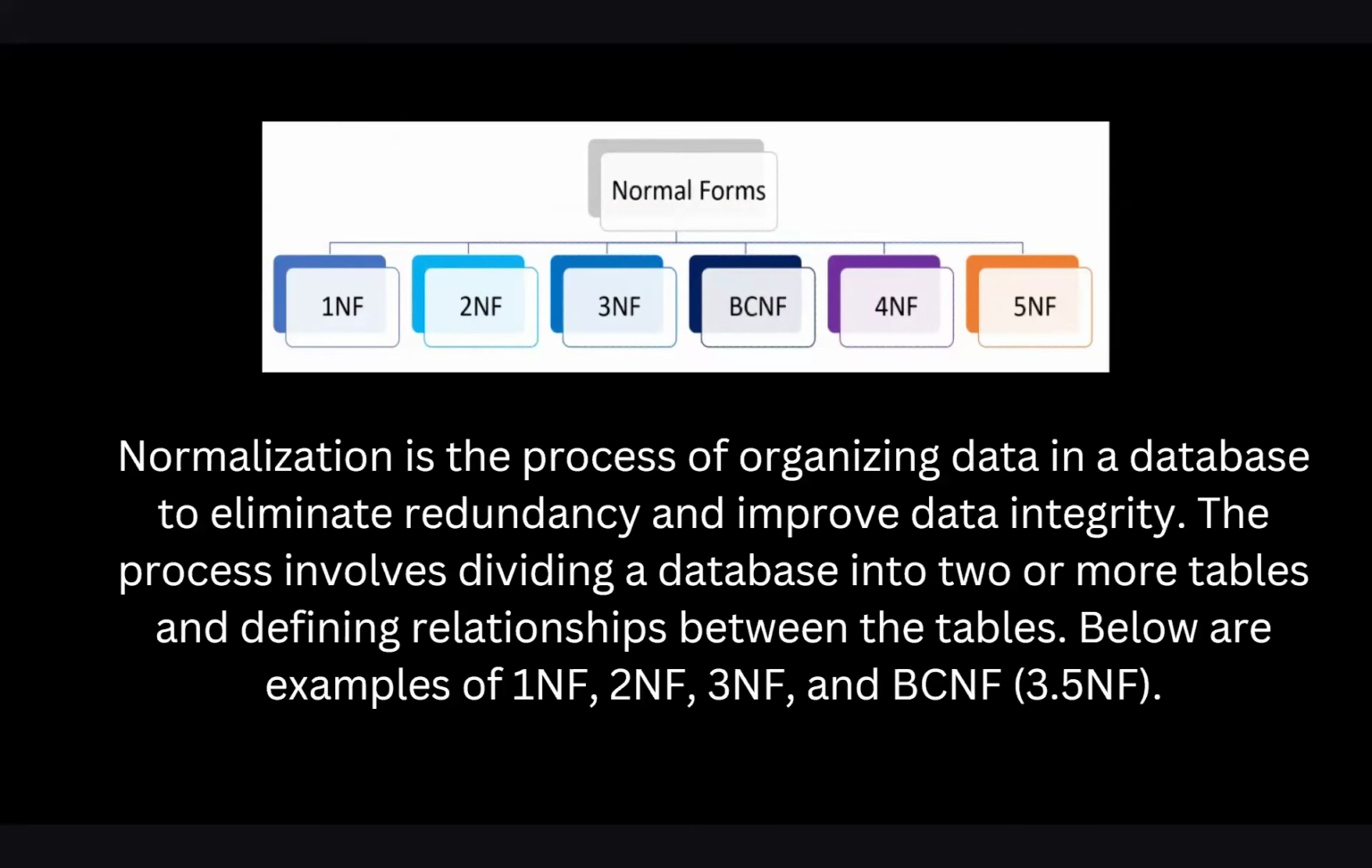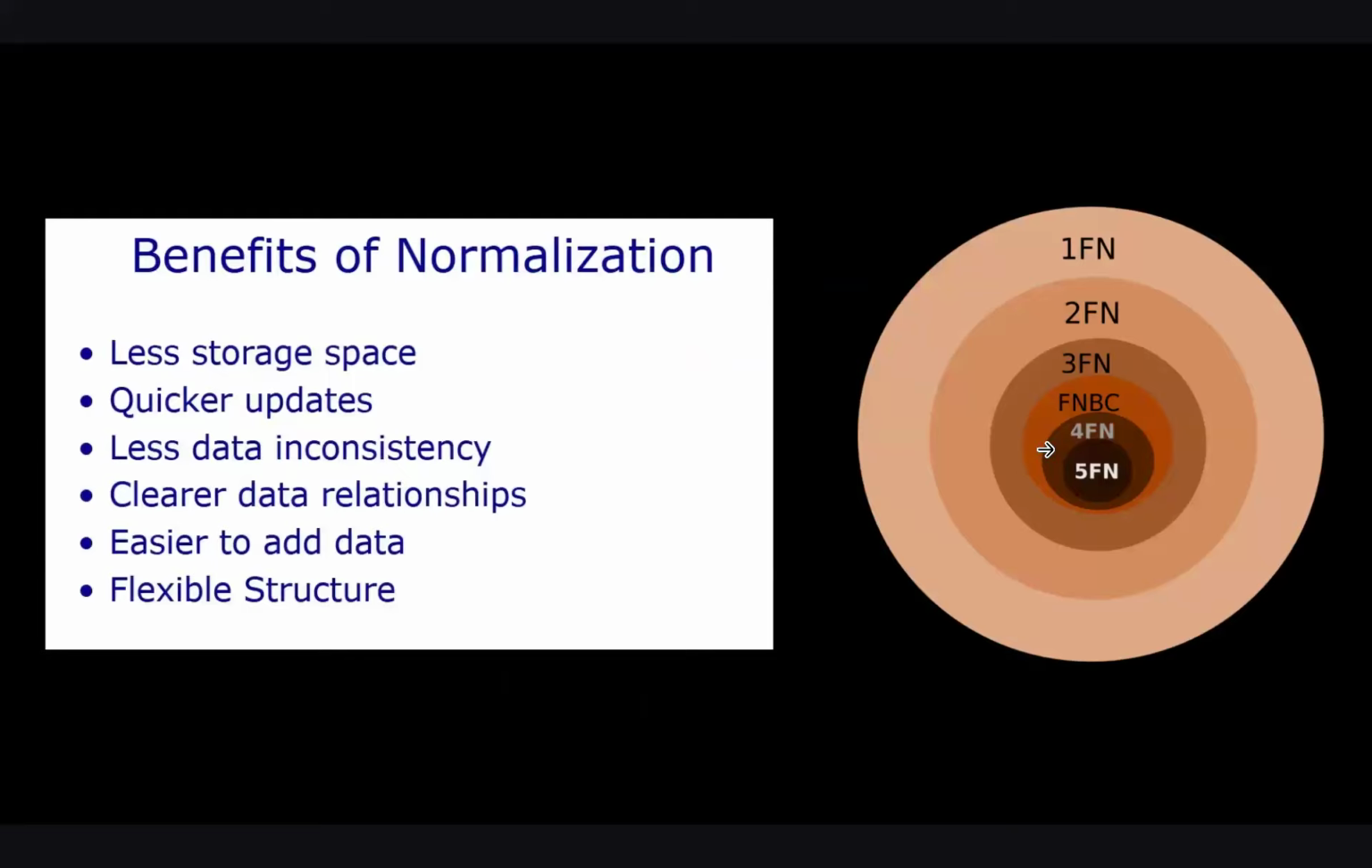If you get this question in the interview, tell them I have applied up to 3NF. BCNF, 4NF, 5NF you cannot explain, it's a lengthy thing. So tell them up to 3NF. Just learn these definitions by heart. That's it. The benefits of normalization: less storage space, quicker updates, better data consistency, clear data relations, easy to add data, flexible structure.